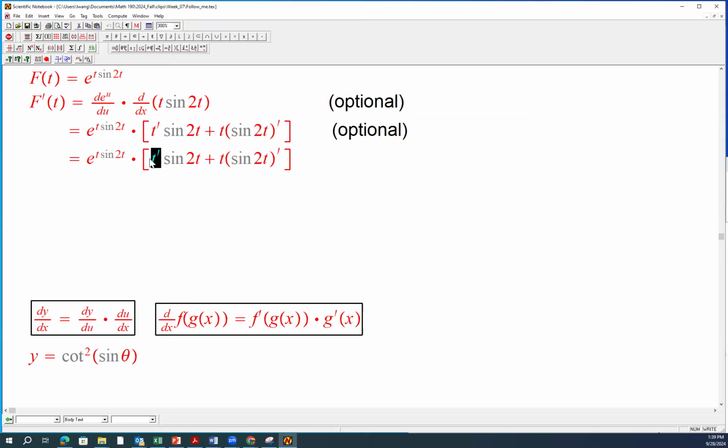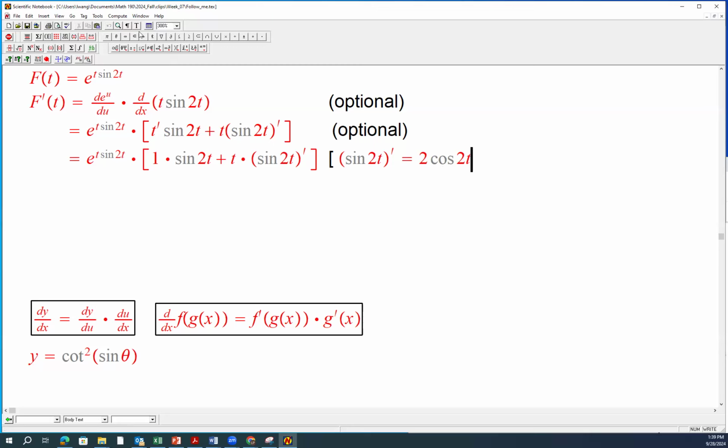The derivative of t is 1. Sine 2t stays the same. T, no change, and we differentiate sine 2t. This is going to be applying the chain rule. I'm going to put on the side how I would differentiate that. We pretend that 2t is the u, so sine u with respect to u is cosine 2t. And then we differentiate 2t. The derivative of 2t is 2. It's better to write this 2 in front of it to avoid confusion.